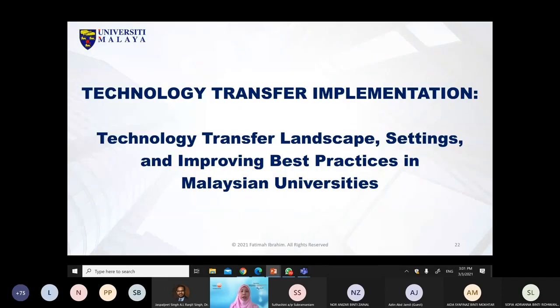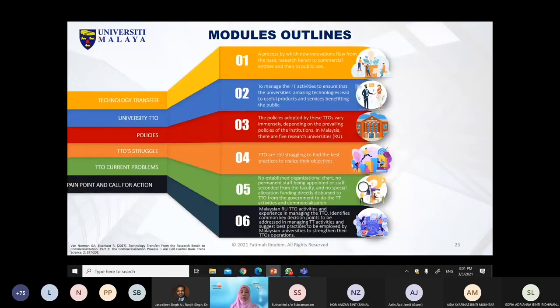So today, I'm going to show you the background study that I have already done on the technology transfer implementation in Malaysian universities: the technology transfer landscape, setting, and improving the best practice in Malaysian universities. We have already developed the module outline.